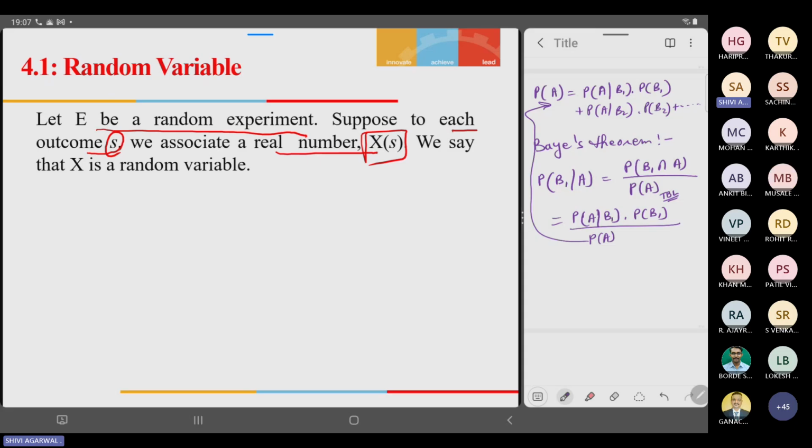For example, if we are tossing a coin, there are only two possible outcomes, that is head and tail. Instead of head and tail, we quantize it. Quantize means we give a real number. So we say head is 0 and tail we consider as 1. So the sample space, we are not saying head and tail, we are saying it is 0 and 1, either success or failure. Success is 1 and failure is 0. So accordingly, as per the experiment, we set things here.